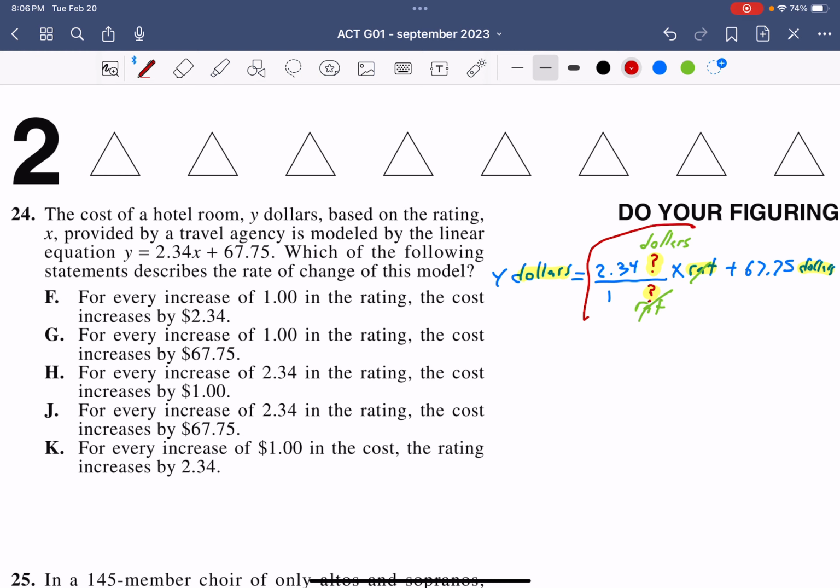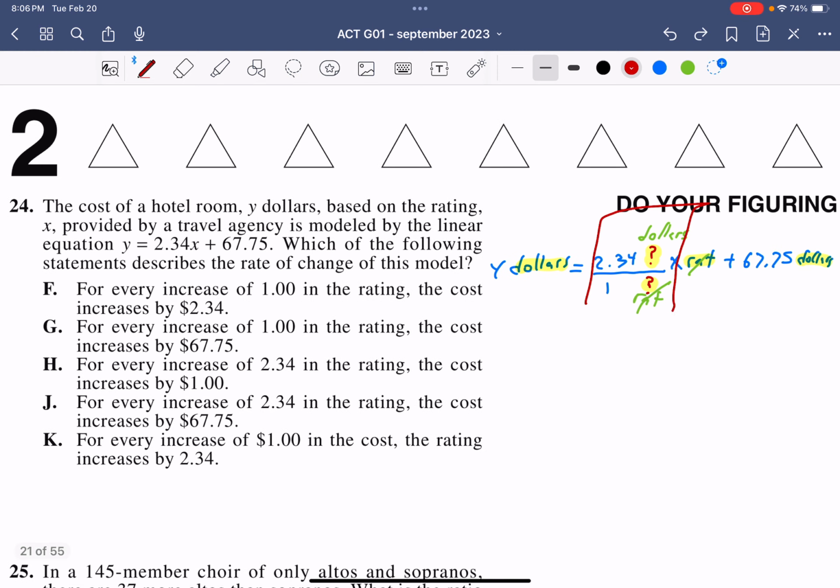Now, how do we interpret this? This part right here, how do we interpret that? We can look at this as saying, for every one rating, I have $2.34. And since this is positive, you can say for every one rating, I get or increase $2.34. So our answer choice for this is going to be F. Right? For every increase of 1 in the rating, so 1 rating, we get an increase of $2.34.